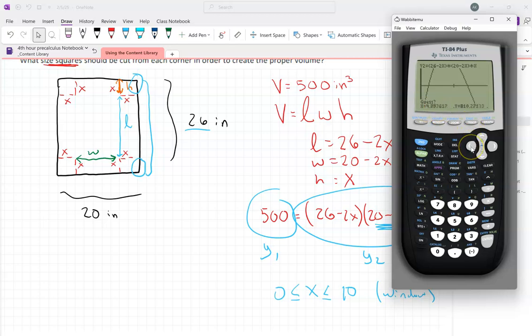Now I need a guess. Since I have 2 intersections, the guess kind of matters. So I'm going to move my cursor so it's close to one of them. That looks good. Press enter. So there's one solution, 1.20-ish.